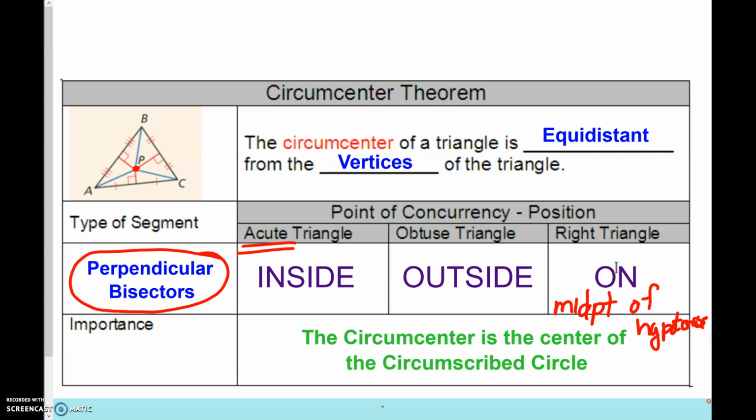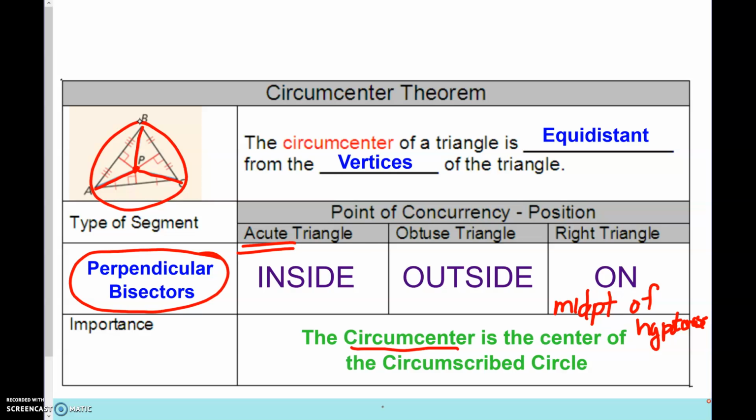What importance is that? The circumcenter is the center of the circumscribed circle. The circumcenter is equidistant to each vertex. So from P to A, P to B, P to C, those are all the same distance. If we were to put a compass end on P, we would be able to make a circle that goes through A, B, and C. Freeze this screen if you need to, and make sure that you are getting all of your information down. There's a lot of it here.